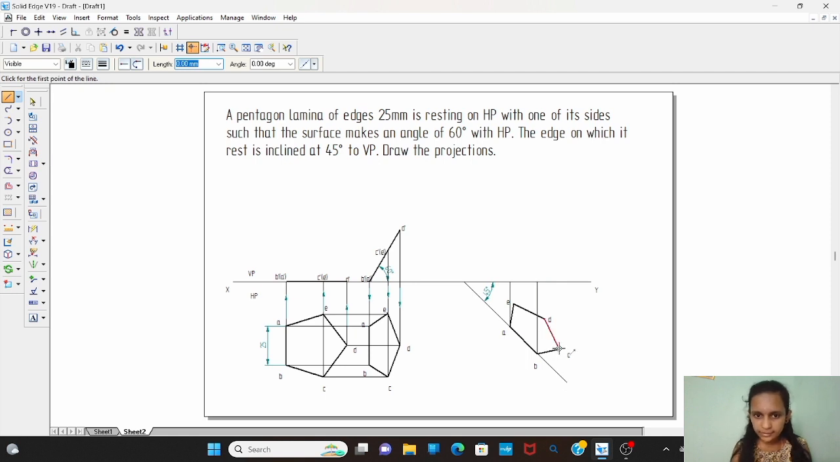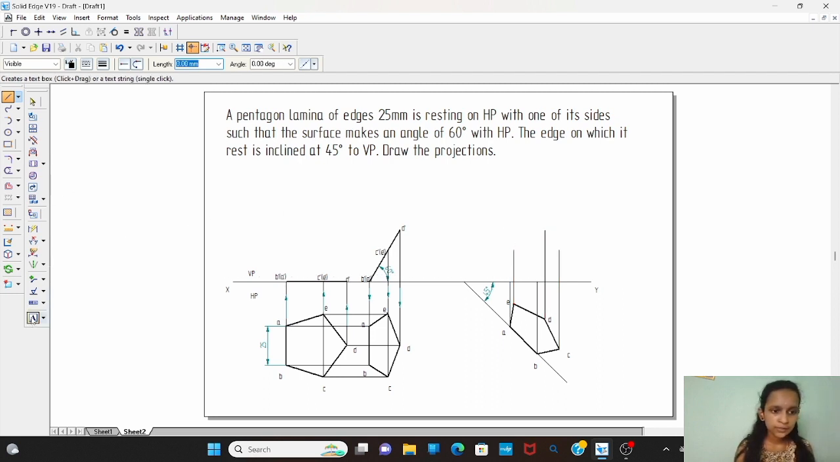And point C is extended up to touches C point. Here the C dash point is here, so it is extended up to touches C dash. Point D is extended up to touches D dash. And finally the point E is also extended up to touches E dash.